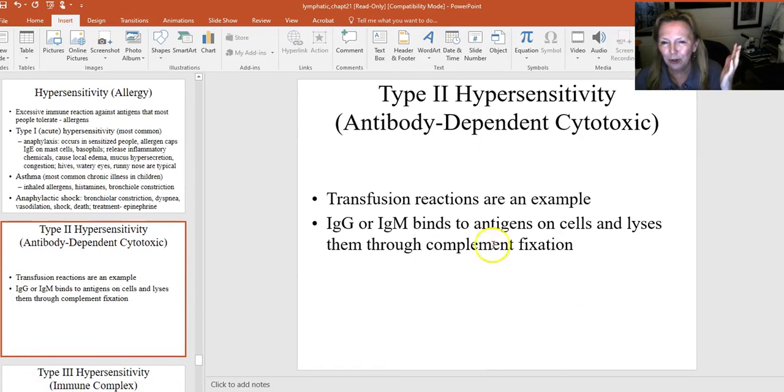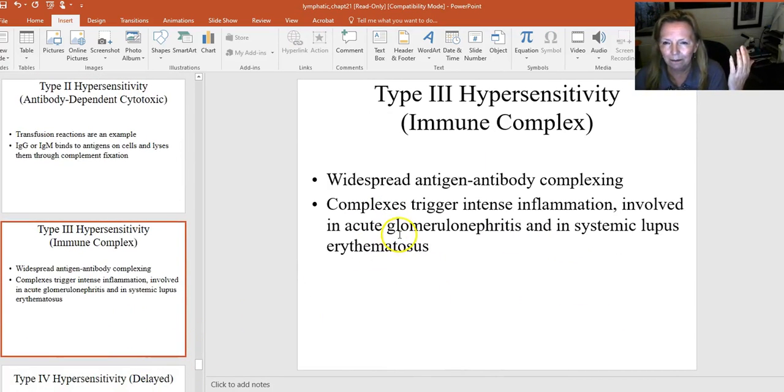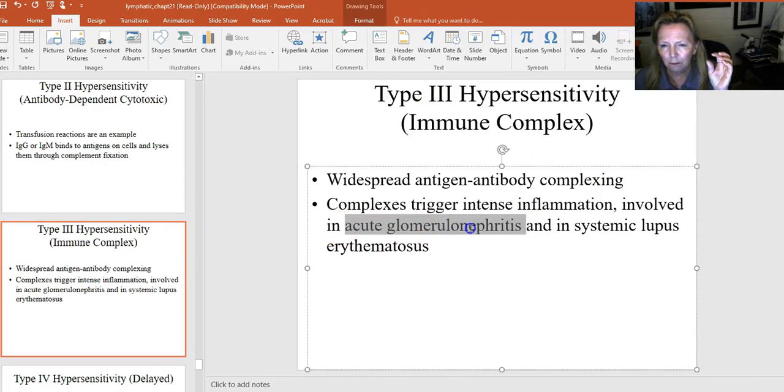All right, type 2 are examples of transfusion reactions and complement issues. Type 3, another type of that. You know, some of these are related to, I do want to tell you about acute glomerulonephritis.